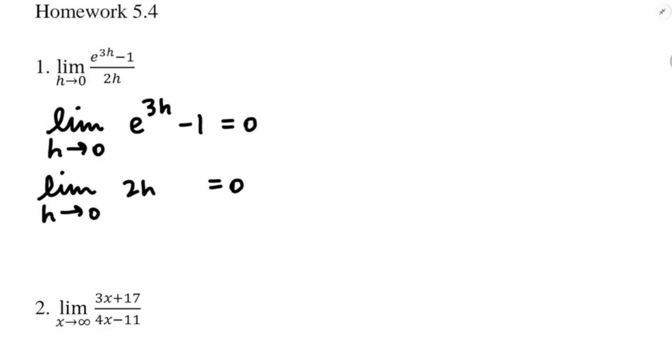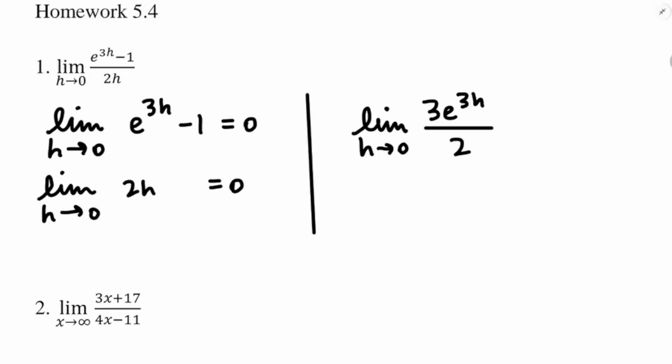So I'm going to separate my work and take the derivative of the top and the derivative of the bottom, and then reconsider that limit as h approaches 0. The derivative of e to the 3h is going to be 3 times e to the 3h. Then the derivative of the negative 1 is going to be 0, and the derivative of 2h is 2. As h approaches 0, the numerator is approaching 3 times 1, the denominator is approaching 2. This is a good thing for me. I know that means my limit is going to be 3 halves. I can move on.